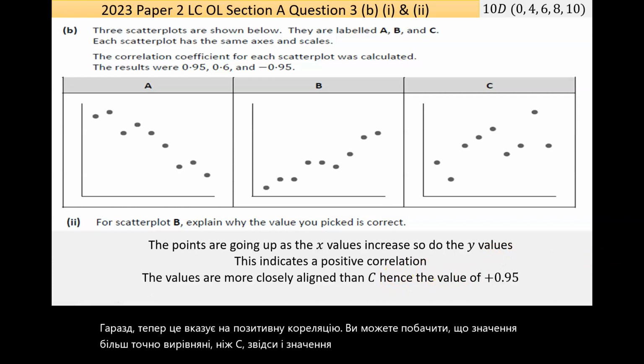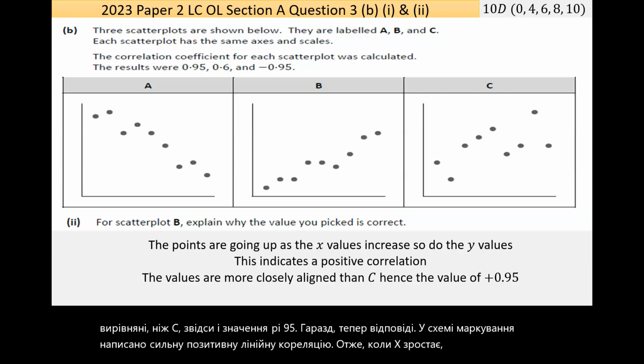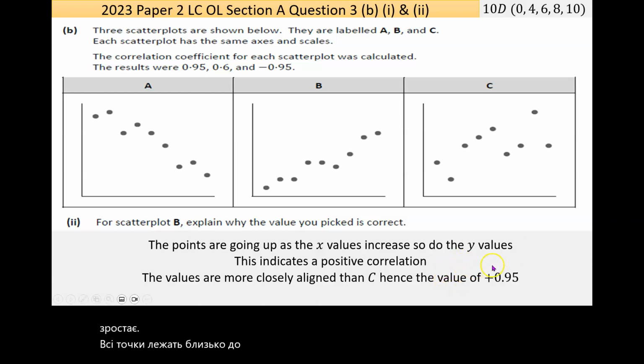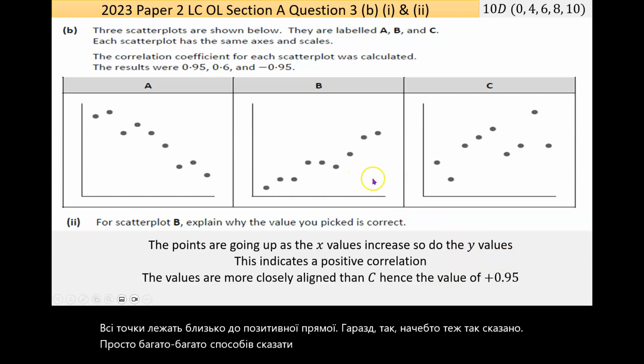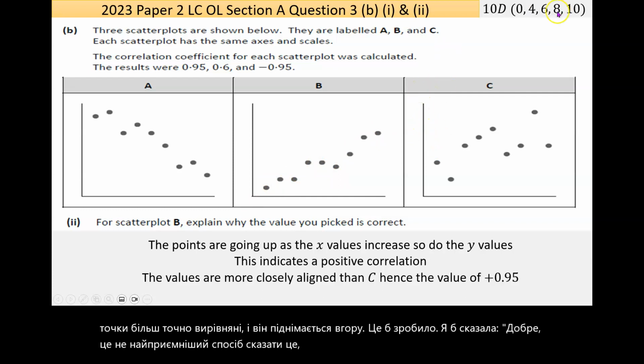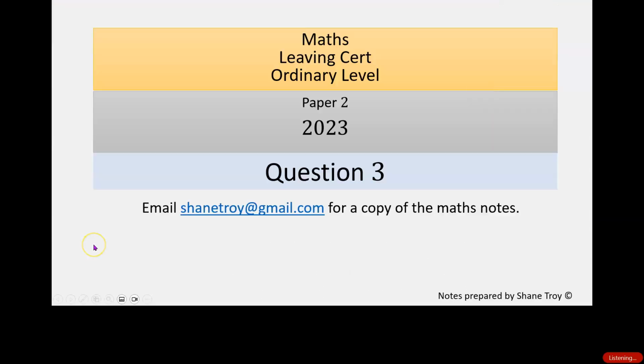Okay. Now the answer in the marking scheme says strong positive linear correlation. So as X goes up, Y goes up. I've said that. Points all lie close to a positive straight line. Okay. Yeah, kind of said that too. There are many ways of saying that, but it can be tricky. You could say the dots are more closely aligned, and it's going up. That would do it, I'd say. Okay. That's not the nicest way of saying it, but it's doable. And again, that on its own is 8 marks. So if you get both parts right, you get the 10. Okay, so that's the end of question 3.